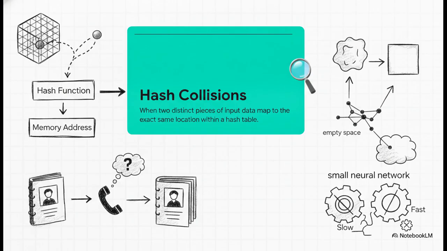In our rendering pipeline, if a piece of empty space and a piece of a detailed surface map to the same feature vector in the hash table, the small neural network would receive garbled, conflicting data. It would ruin the visual style and create massive artifacts.